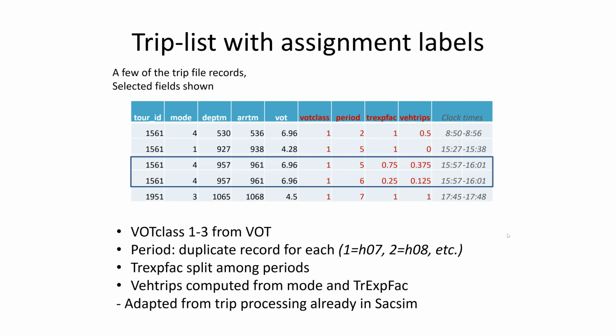So here's selected fields from and selected records of a trip that has a period split. And again, this is just adapting from a process that's already in SACSIM. We're just splitting the weighting factors, in this highlighted case here a share 2 trip, which straddles 2 time periods. And we show the person trip weight and the vehicle trip weight. Next.